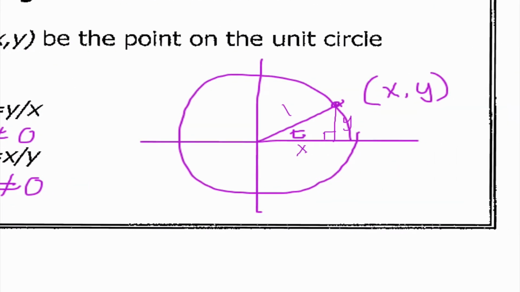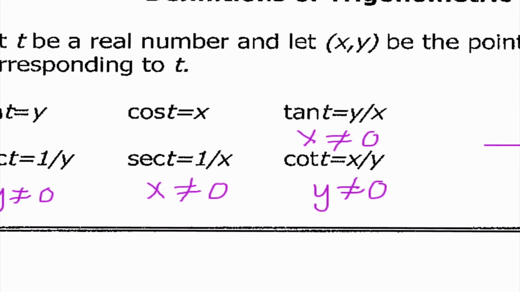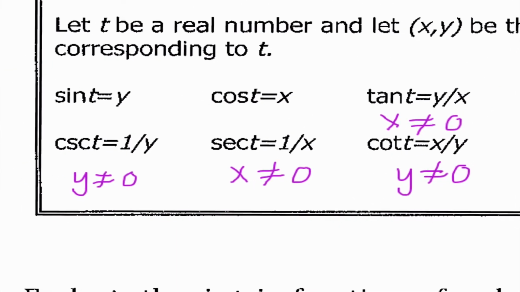Okay, for cosine, I know cosine is adjacent over hypotenuse, so I would get x over 1, so the cosine is equal to the x value. For tangent, I would do y over x, so I would get just y over x in this case. And if we look, those are all the values that we get. So mathematically, that's why it works.